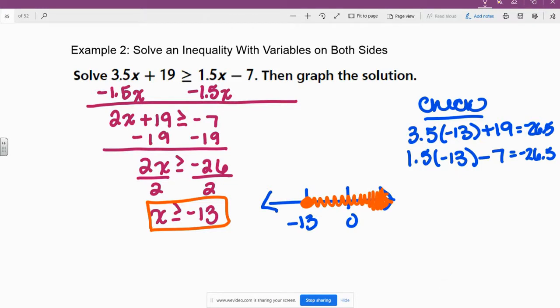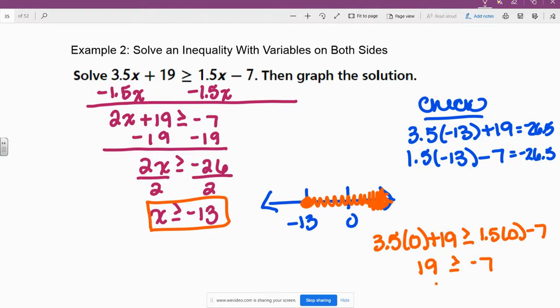And I'm going to check 0 since 0 is shaded. I'll just leave it that color to make sure it works. Now you're going to check it in both sides. So we have 3.5 times 0 plus 19. So that's, of course, 19, because that'd be 0 plus 19, should be greater than or equal to 1.5 times 0 minus 7. Well, 0 minus 7 would be -7. Check to make sure this is true. It is a true statement. 19 is greater than or equal to -7. So I know I shaded the right way. If you do the check, you shouldn't miss any of these.